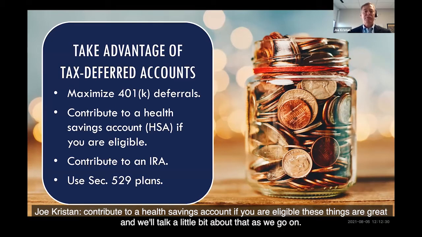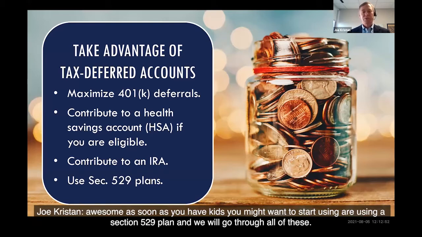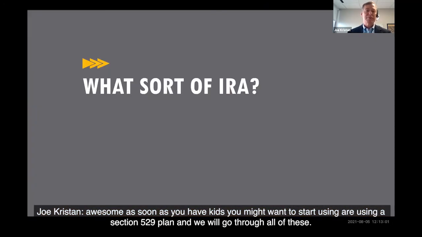Contribute to a health savings account if you are eligible. These things are great, and we'll talk a little bit about that as we go on. Once you've done that, then if you have some room to save, contribute to an IRA. If you can do a Roth, great. If you can do a deductible one, great. If you can't do either, a straight up non-deductible IRA is not a terrible thing. Also, as soon as you have kids, you might want to start using a Section 529 plan.